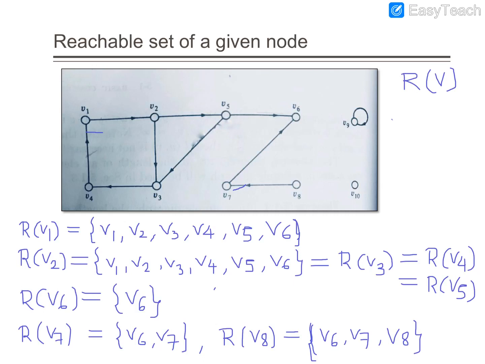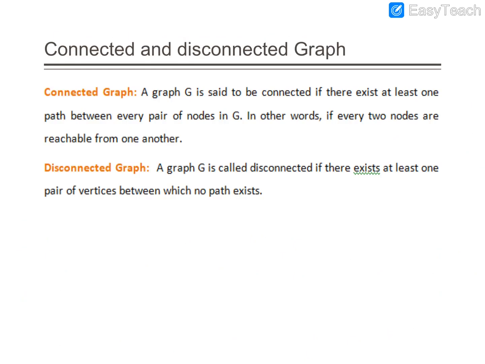Now what is the reachable set of V9? V9 is reachable only to itself because it is not connected to the graph. Therefore the reachable set of V9 is V9, and the reachable set of V10 is V10. So here we can write the reachable set of each and every vertex of a directed graph G.